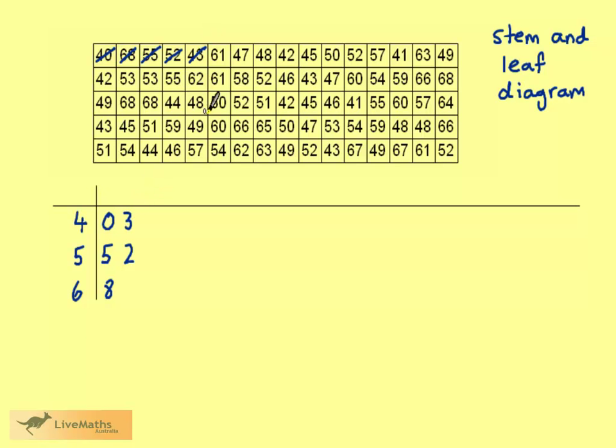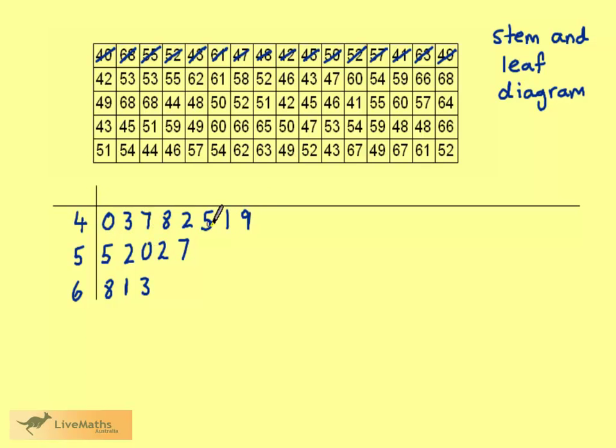43, 61, 47, 48, 42, 45, 50, 52, 57, 41, 63, and 49 to complete the first row.